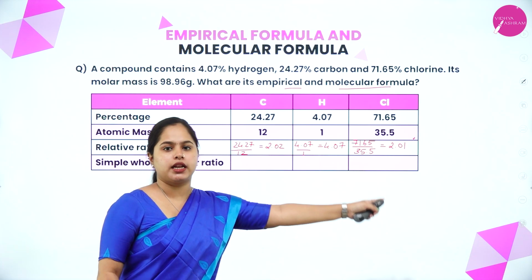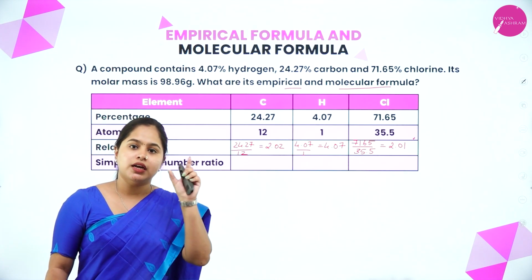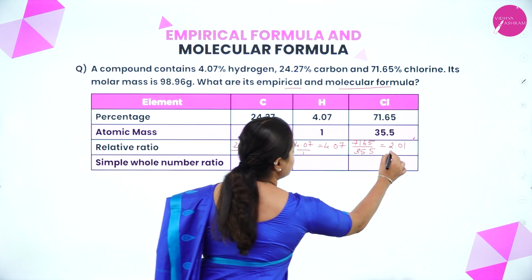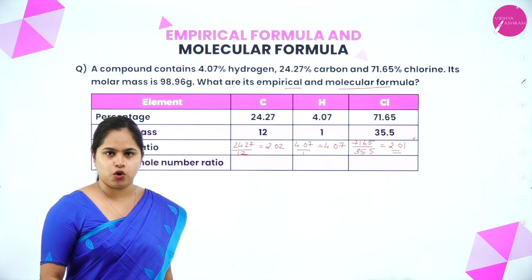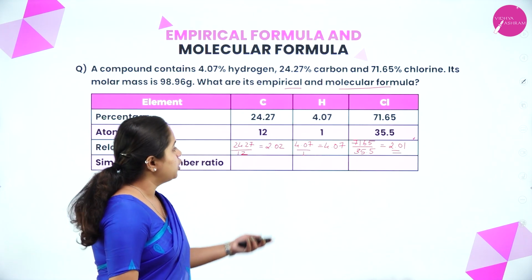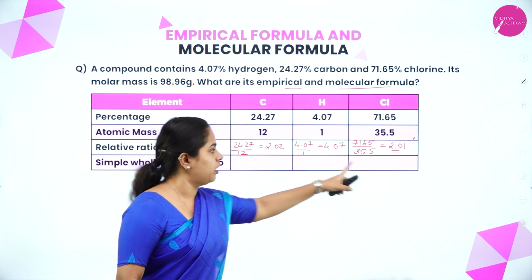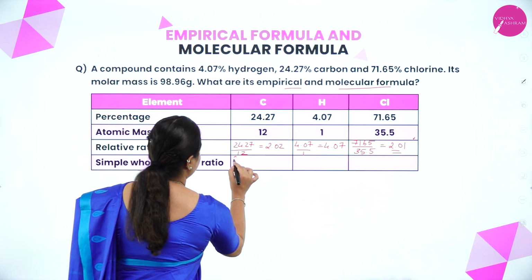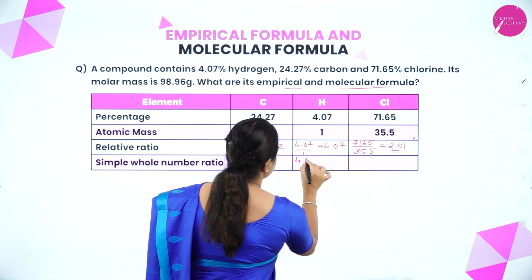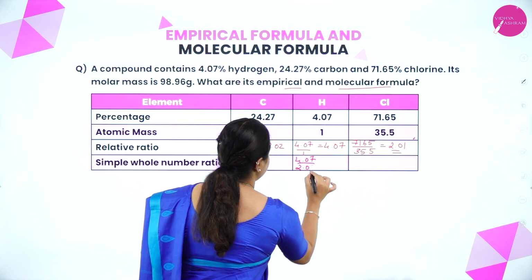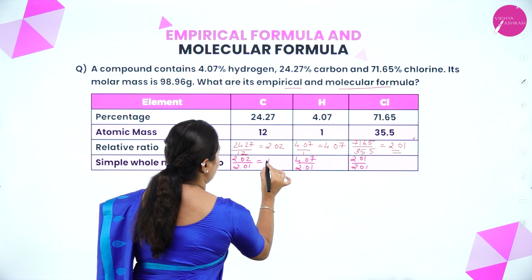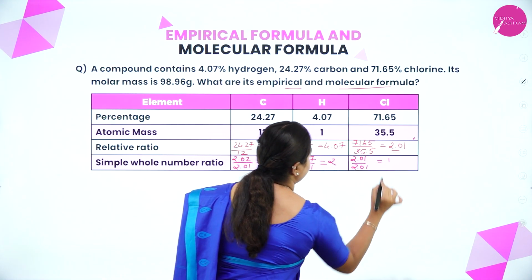Now, out of these 3 relative ratios, you have to find which is the least one. Here it is 2.02, 4.07 and 2.01. This is the least valued number, 2.01. Now, what you have to do in the next step, that is the simple whole number ratio. For finding that, you have to divide the lesser number from each of these. That is, you have to divide 2.02 by 2.01, 4.07 divided by 2.01 and 2.01 divided by 2.01. So this will give you 1, this will give you 2 and this will give you 1.